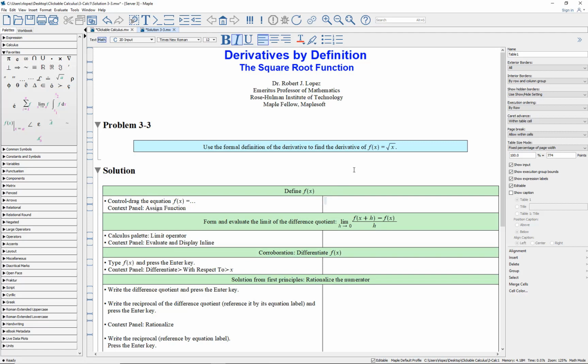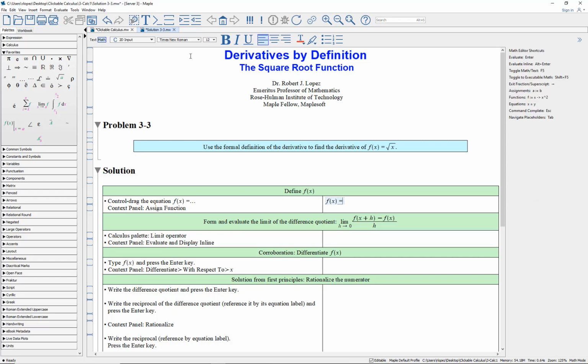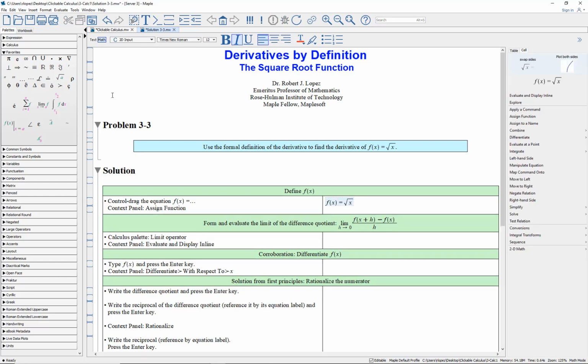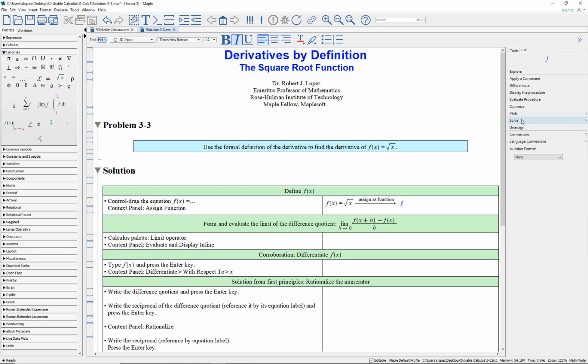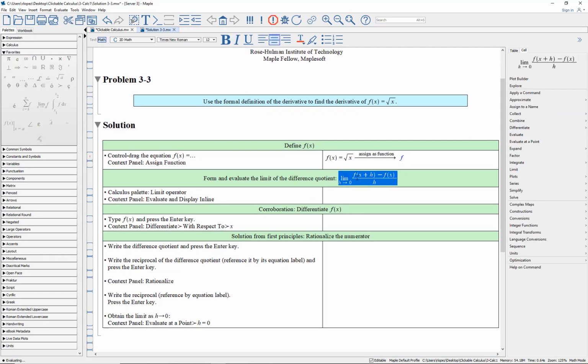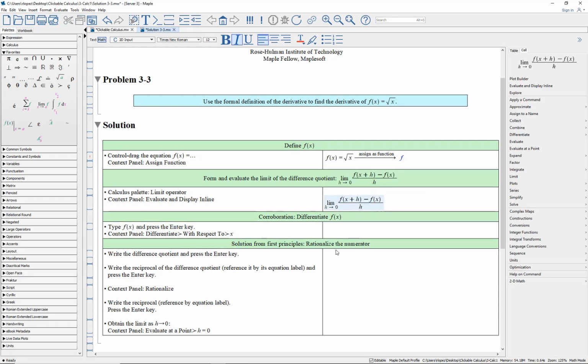We need this function, so I'm just going to type f of x equals, I have a square root template here in my favorites palette. It came from the expression palette. You saw how I put things into my favorites palette. Assign function. Limit of the difference quotient. You saw how I built that in the previous example. Drag that down.